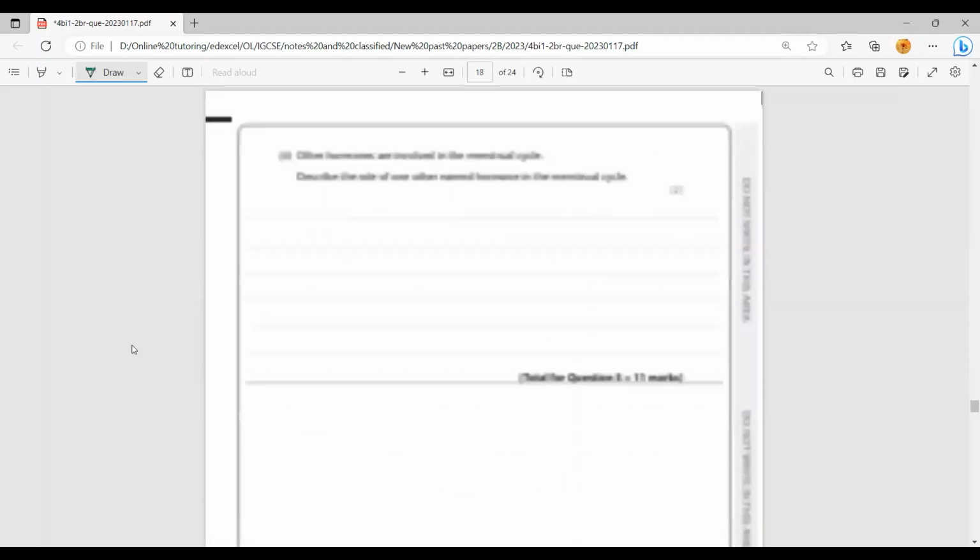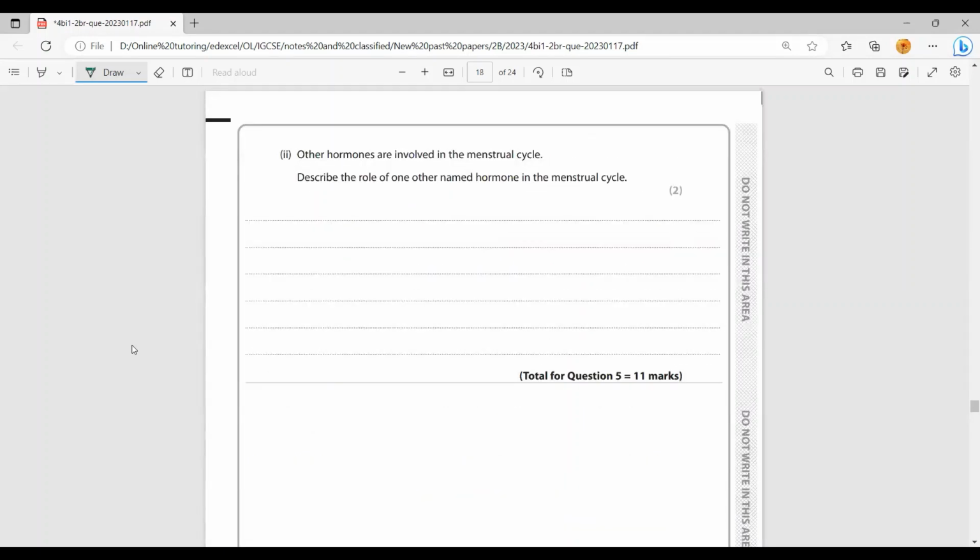Thank you, Mohamed. Other hormones are involved in the menstrual cycle. Describe the role of one other named hormone in the menstrual cycle. We talked about one of them, which is LH. I want the other one, and the question is for Malak. Yes Malak, what's the other hormone? FSH, bravo. It's responsible for the release of estrogen and it causes the egg to mature.